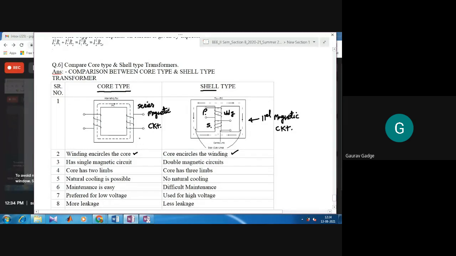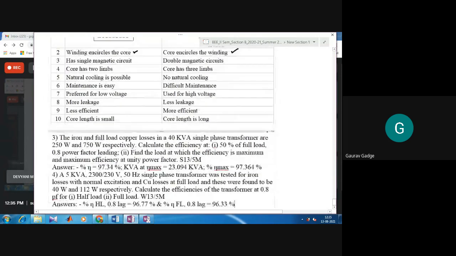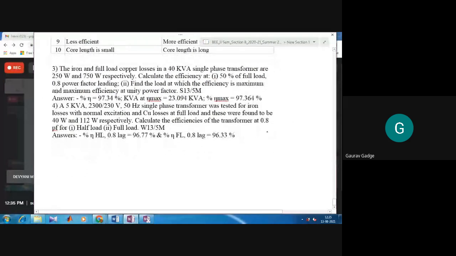So the series magnetic circuit is similar to the series electric circuit, and the parallel magnetic circuit is similar to the parallel electric circuit. In a series electric circuit, current is the same; in a series magnetic circuit, flux is the same. In a parallel electric circuit, current divides; in a parallel magnetic circuit, flux divides. Please remember that in the core type of transformer the winding encircles the core, and in the shell type the core encircles the winding. Now I want to take numericals on efficiency and maximum efficiency.